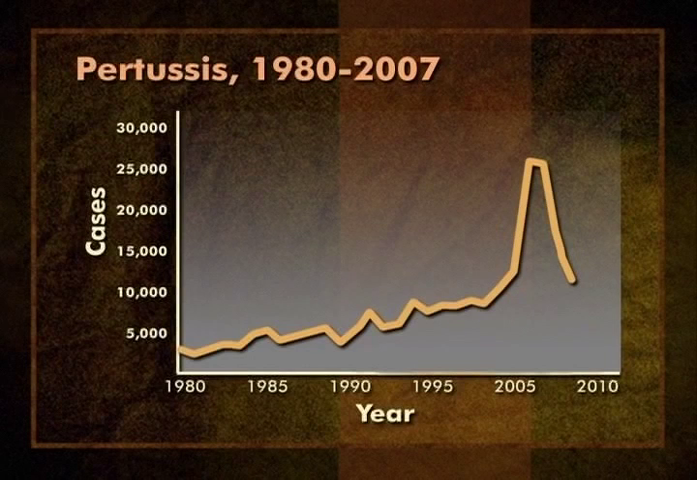More than 25,000 cases were also reported in 2005. Reported cases declined to 10,600 in 2007. The provisional total for 2008 is about 9,500 cases. Pertussis vaccination rates have increased substantially since 1996. So why is pertussis still around? The answer to this question may be in who is being reported with pertussis.